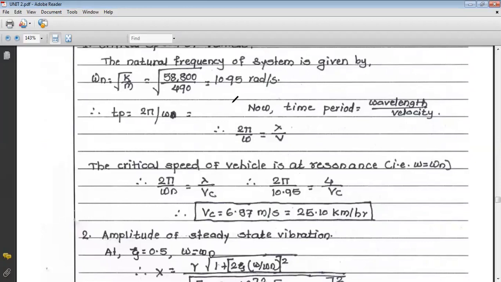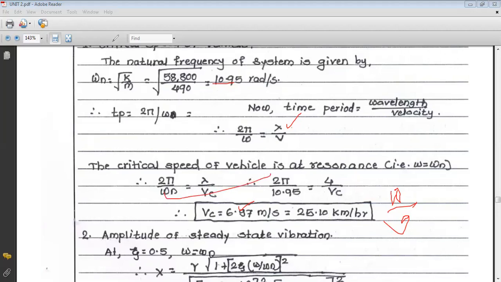So 2 pi, what is the value of omega n? 10.95, equals, what is the value of lambda? Lambda is the given wavelength, that is 4 meter, 4 upon Vc. And from that we get the value of Vc. Vc is in meter per second, so that becomes 6.97. If we multiply meter per second by 18 by 5, that becomes kilometer per hour. So 6.97 into 18 divided by 5 becomes 25.10 kilometer per hour. So this is the critical speed of the vehicle.